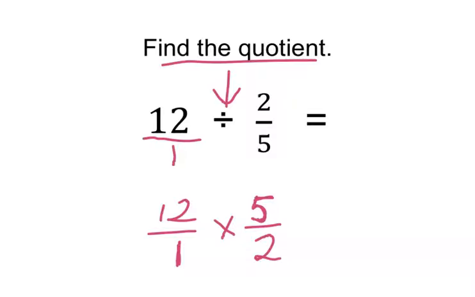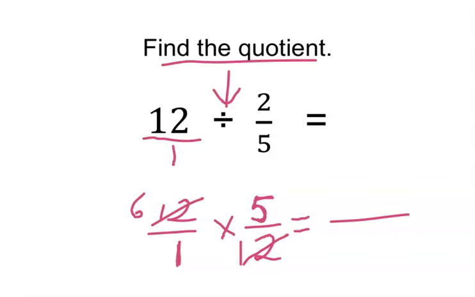How about 12 and 2? Yes, 2 goes into 12 and 2. 2 goes into 2 one time. 2 goes into 12 6 times. And we just multiply across. Again, this is just saving us the need to simplify later by cross-reducing before we multiply.